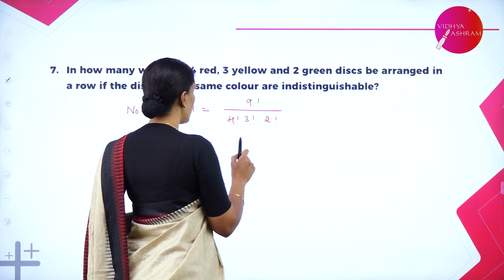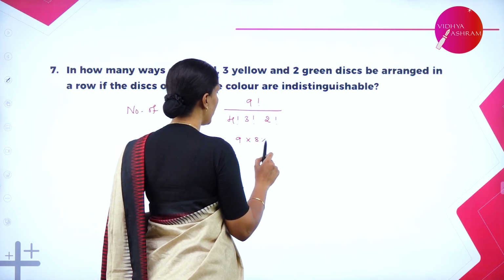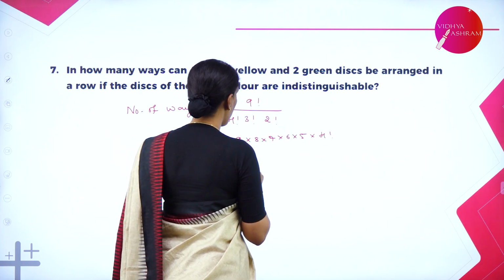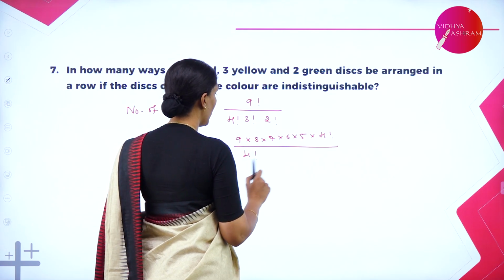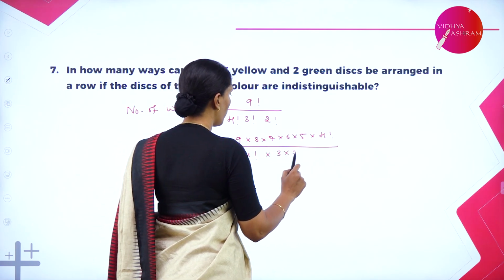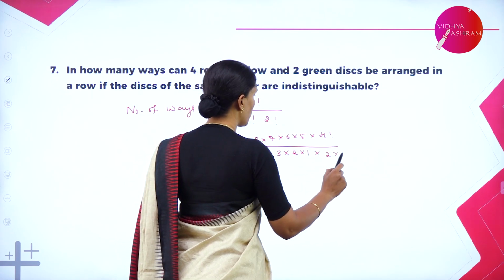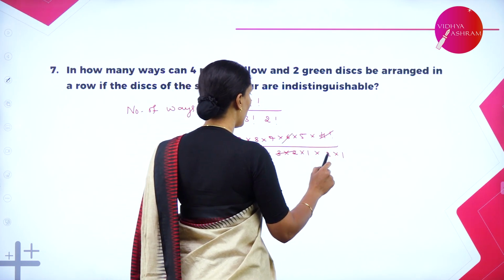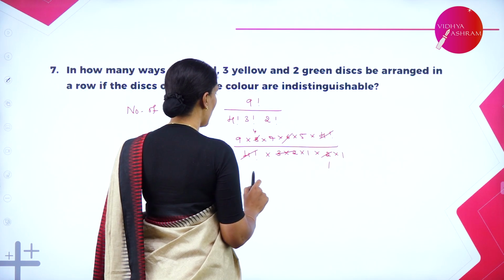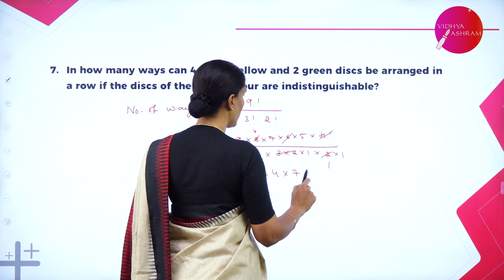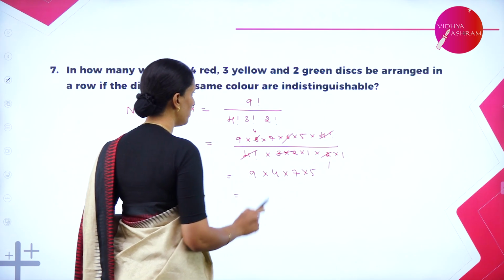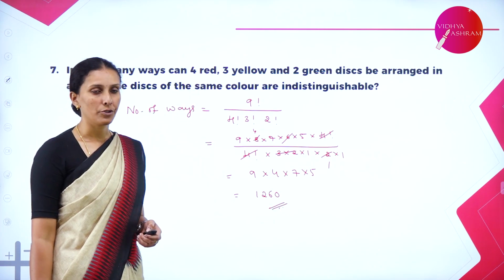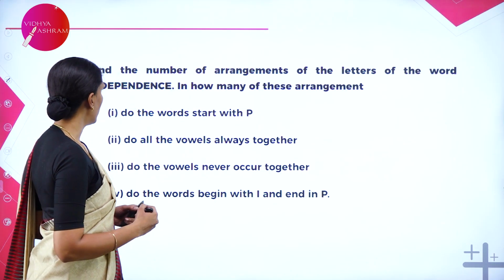And since the repetition is not allowed, we need to divide by 4 factorial, 3 factorial and 2 factorial. So with a small simplification, we can write here 9 into 8 into 7 into 6 into 5 into 4 factorial, and here 4 factorial. And 3 factorial is 3 into 2 into 1, 2 factorial is 2 into 1. We can cancel the 4 factorials. 3 twos are 6, we can cancel. Then we are left with 9 into 4 into 7 into 5. So after simplification, the value is equal to 1,260.